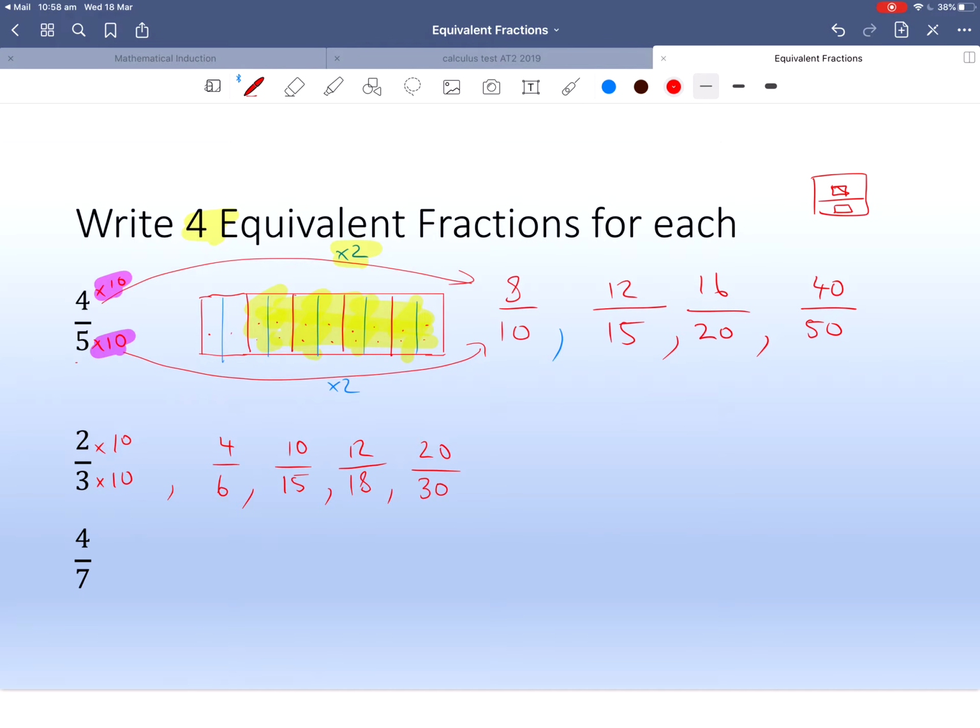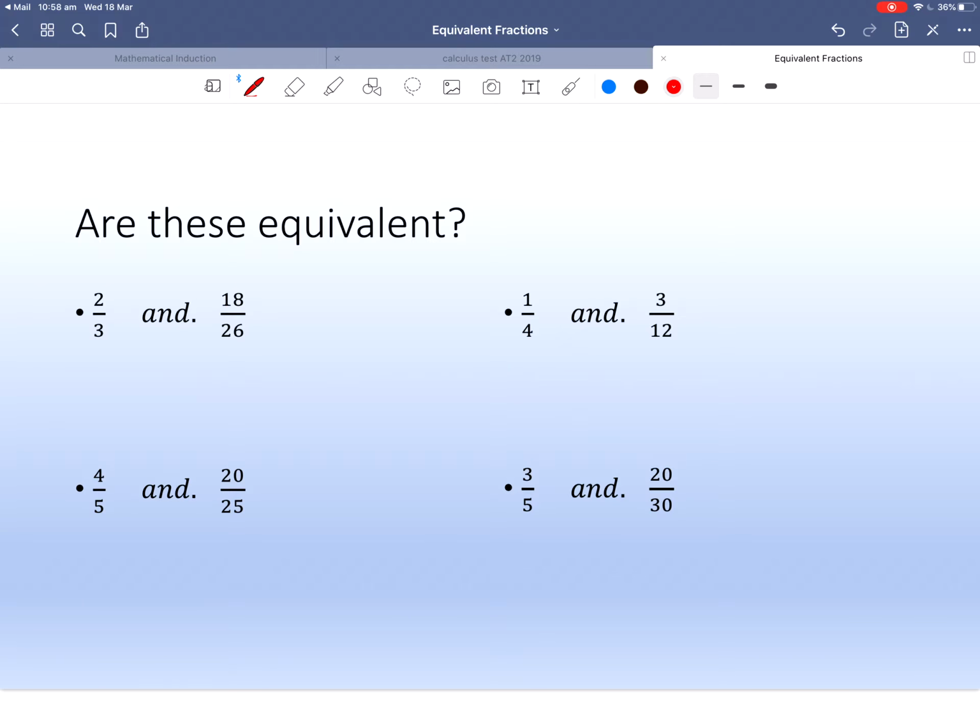How about you try this one and let me know how you go. Okay. So equivalent fractions means that we're just splitting up the chocolate or the pizza, but essentially if we times the numerator, which is the top number, and we do the same to the bottom number, which is the denominator, we will get equivalent fractions. Let's go to the next one.